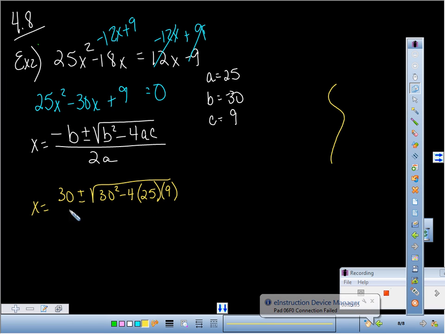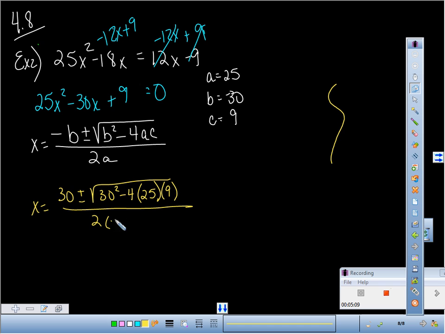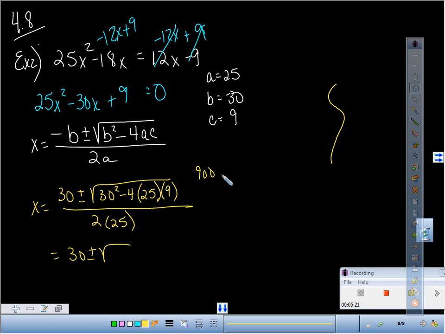So all over 2 times A is 25. Okay, so it looks like we might need a calculator, but we don't. So 30 plus or minus. Let's do this out to the side. What's 30 squared? 900. 3 squared is 9, and then you have 2 zeros. Minus, there's only one negative sign. So what's 4 times 25? That's 100. What's 100 times 9? What is 900 times minus 900? What's 2 times 25?